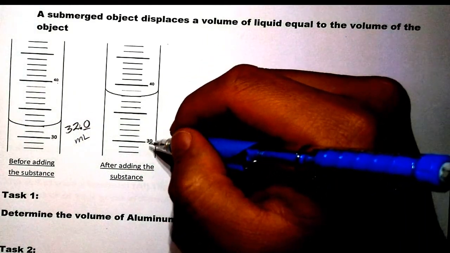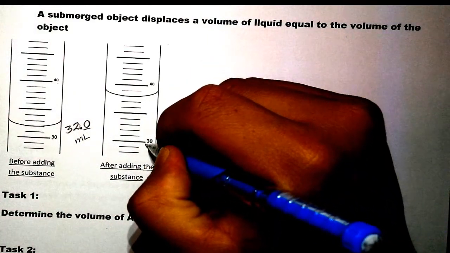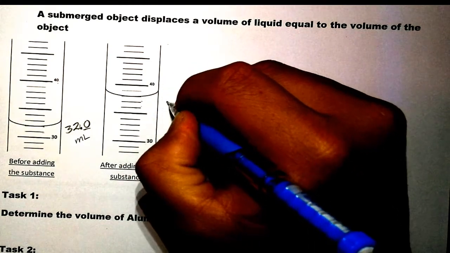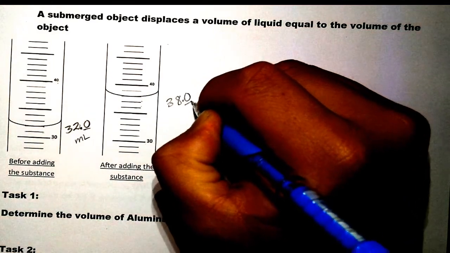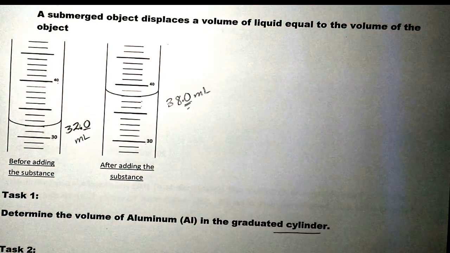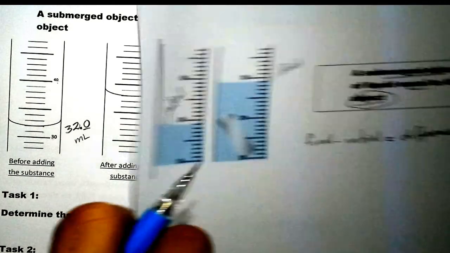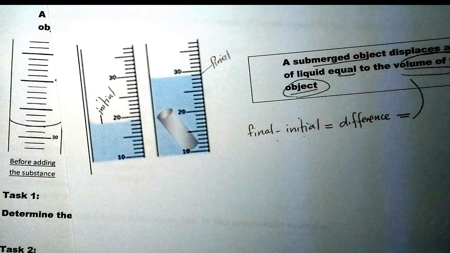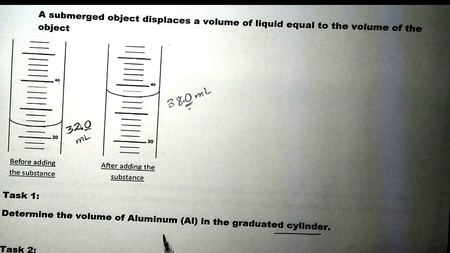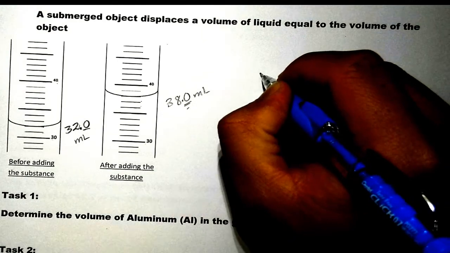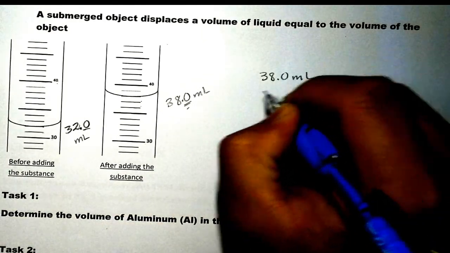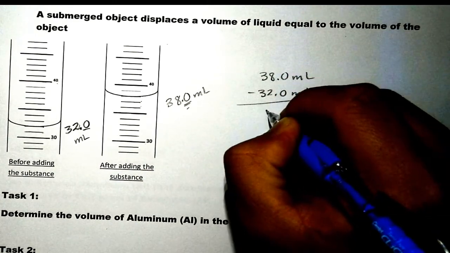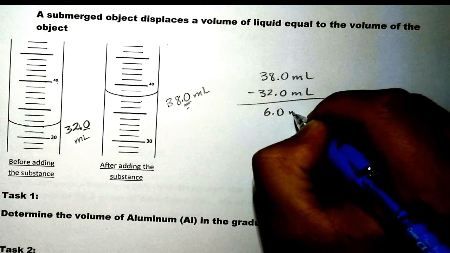Then over here, after we add in the aluminum, we have 30, of course this will be 35, so 36, 37, and 38, and that gives us 38.0 because this has to be estimated. Going back to the question, we take the final minus the initial, which gives us the difference, which is the volume of the object. So to find the volume of aluminum, all we have to do is take the final, which is 38.0 mL, minus your initial, which is 32.0 mL, and we have our difference of 6.0 mL.